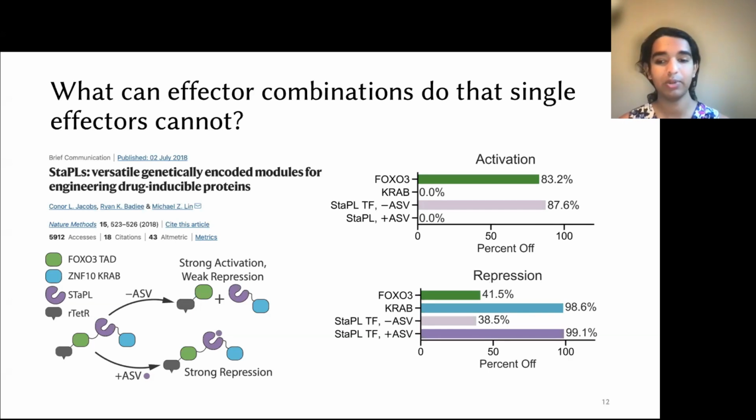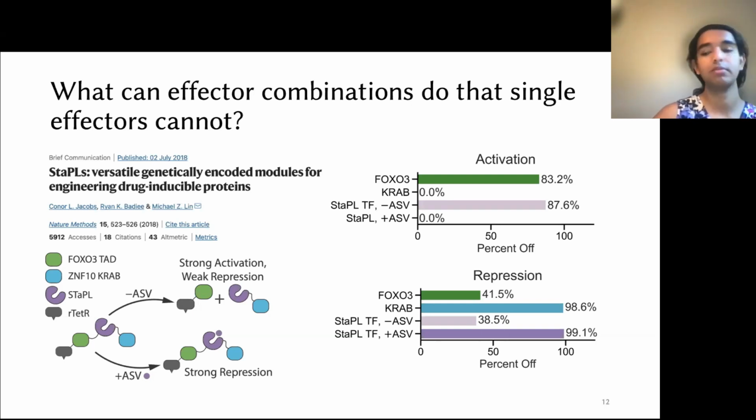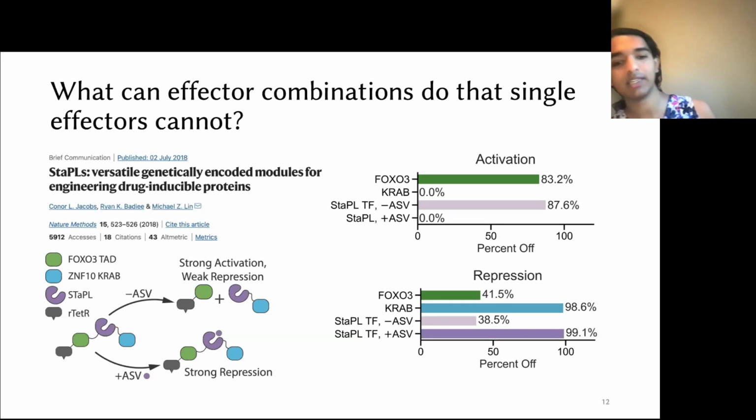And once again, we see that without ASV, the staple TF behaves very similar to the FOXO3 transcriptional effector domain on its own. And with ASV, it behaves very similar to CRABP. And so it was nice, the system was working as intended.